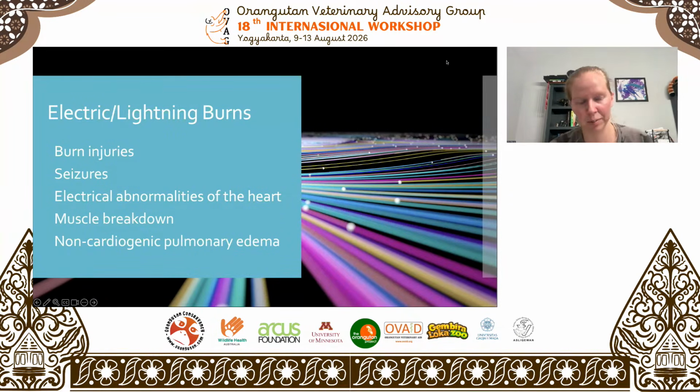Another issue we might see with these guys is electric or lightning burns and disasters. So then we are going to see burn injuries. We will also see seizures. We'll see electrical abnormalities of the heart. We might see muscle breakdown, and we might see non-cardiogenic pulmonary edema. All of these things we're going to cover later in my talk.